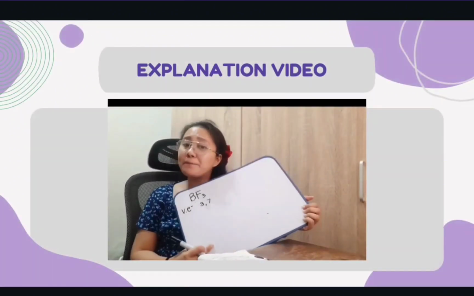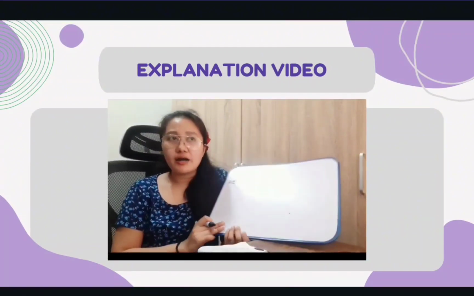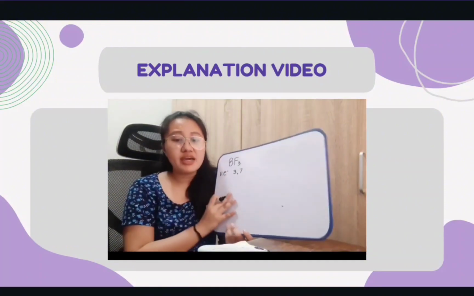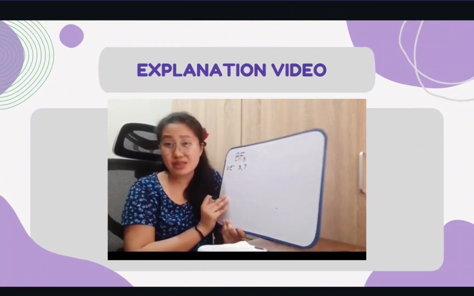Let us have the polar covalent bond. Usually, a polar covalent bond exists between dissimilar atoms. So, they are different atoms. And of course, the electrical charges are not uniformly distributed and they are asymmetrical.